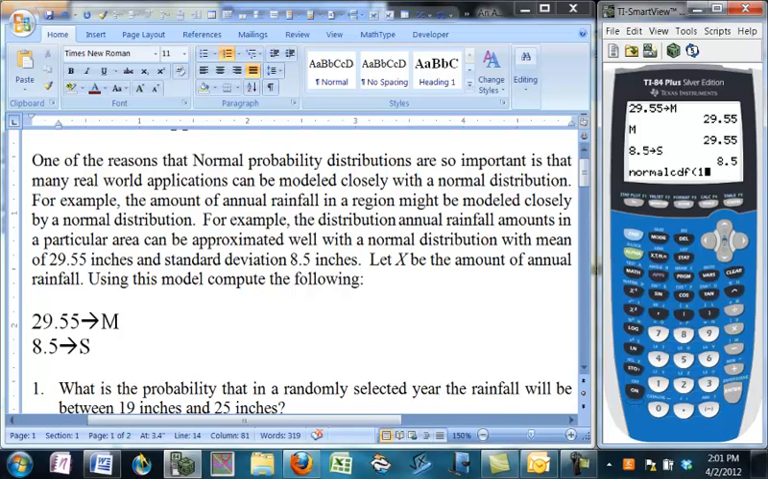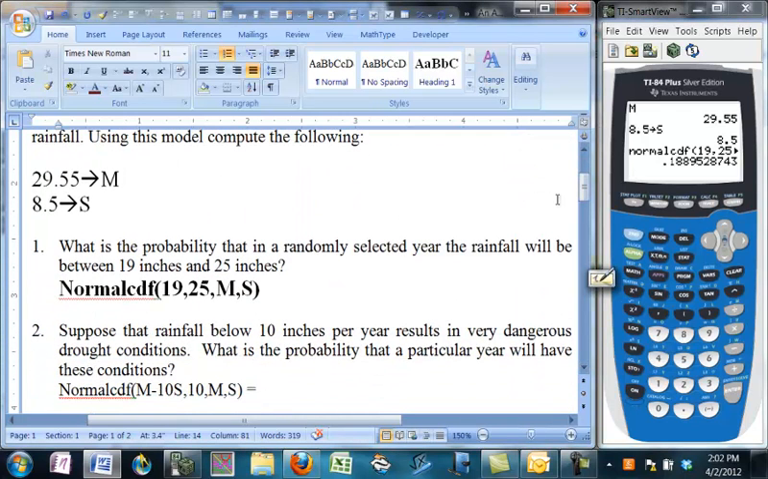So we want to go from lower of 19 to an upper of 25, and we want to use our mean of, well, m, and our standard deviation of s. So if you just store those as m and s, we can get them that way. Or if you'd rather, just go ahead and instead of the m, type in 29.55, and instead of s, type in 8.5. And we push enter, and this will give us what we want here. So that is 0.188952873, or about 18.9%. We try to use a percentage.